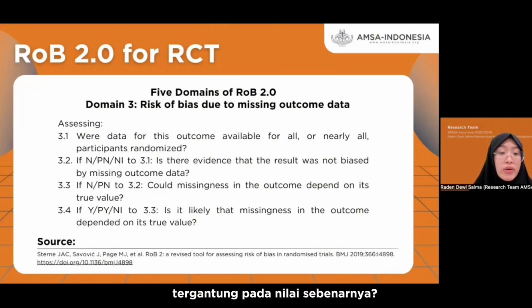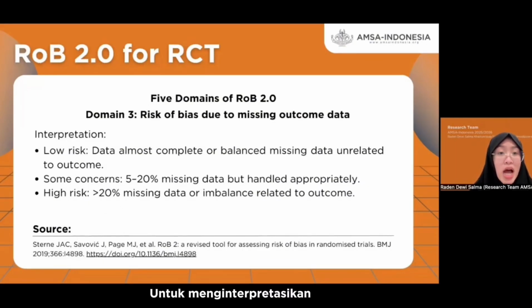To interpret our assessment, studies are categorized into 3 levels: low risk, for data almost complete or balanced missing data unrelated to outcome; some concerns, 5 to 20% missing data but handled appropriately; high risk, more than 20% missing data or imbalance related to the outcome.